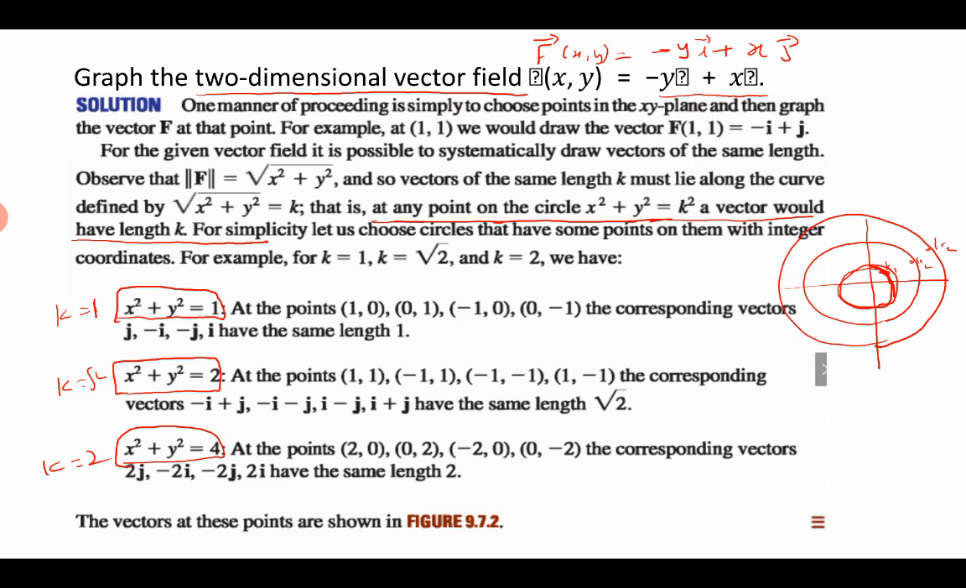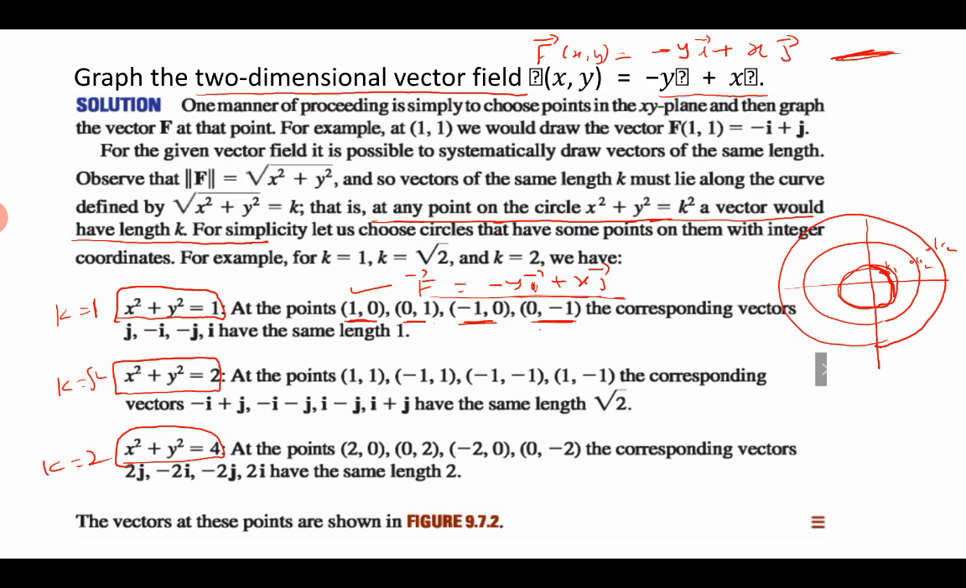So on this circle, when we want to draw this vector, we take points (1, 0), (0, 1), (negative 1, 0), (0, negative 1). All 4 points on this circle will give negative yi plus xj, and this vector will have length 1, because one of them is always 0, so when you substitute these 4 points in this vector field, we will get the length of the vector as 1.